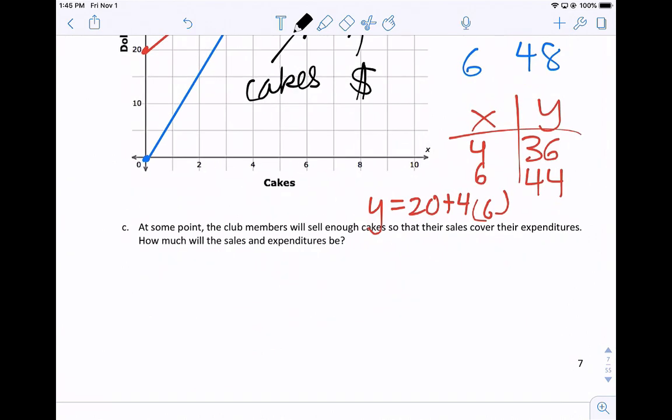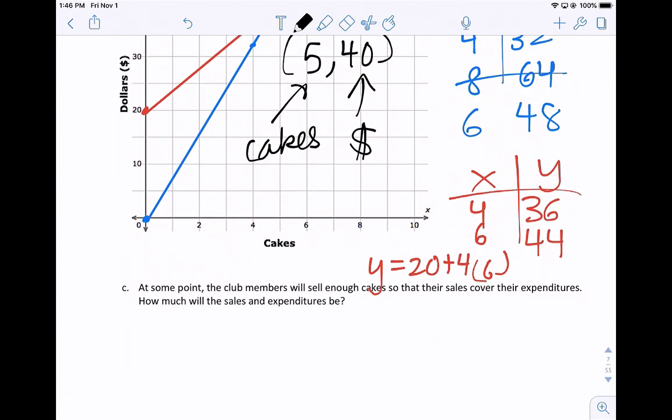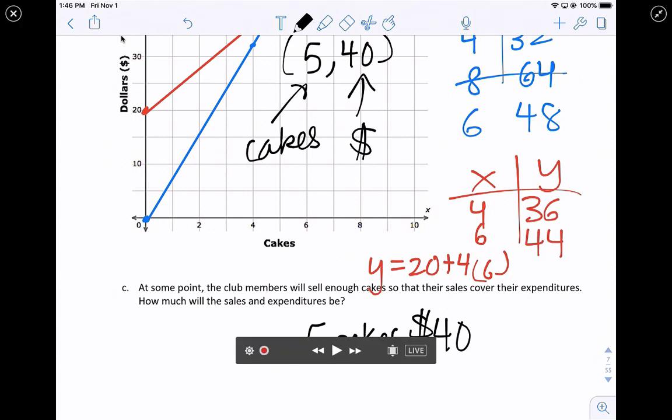Okay, so it says at some point the club members will sell enough cakes so that their sales cover their expenditures. How much will the sales and expenditures be? So again, if they can sell 5 cakes, they'll break even because they've sold $40 worth of stuff, but they've spent $40 worth of stuff. All right, so that's day 1. We're solving systems by graphing. In this unit, we solve systems many different ways. So here's just one of the many ways we'll look at solving a system.